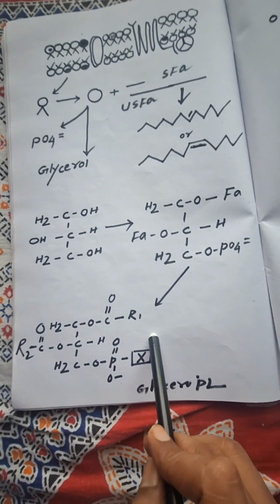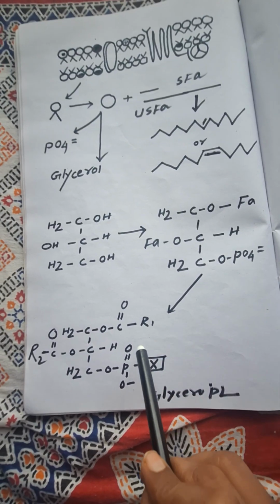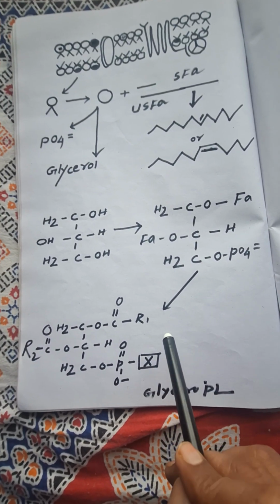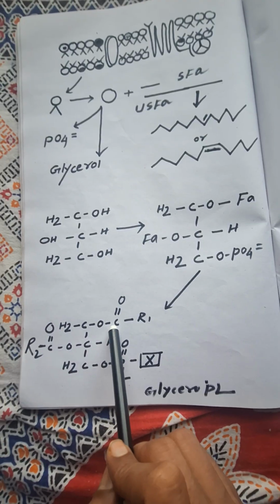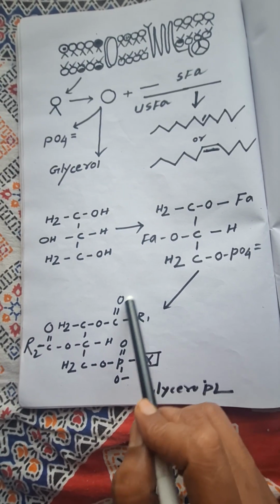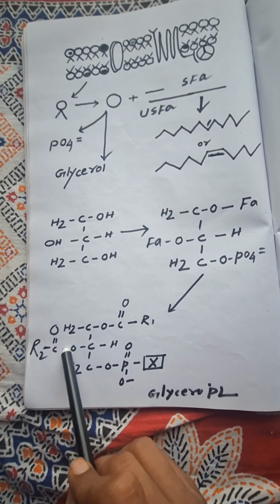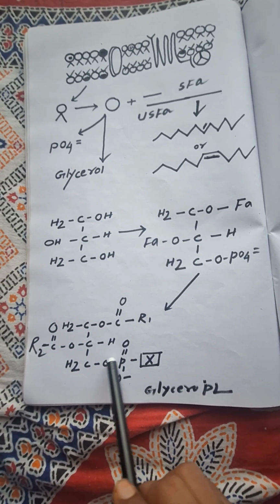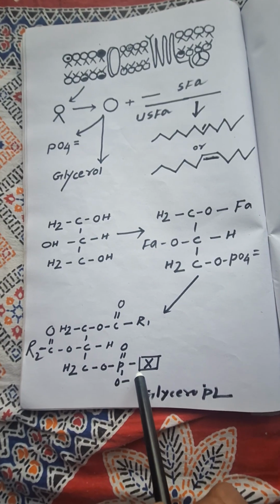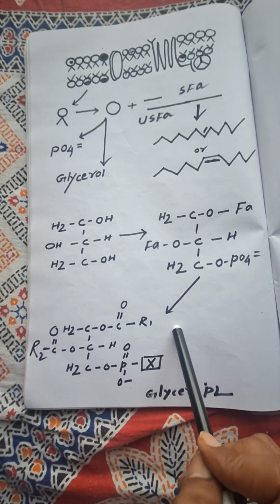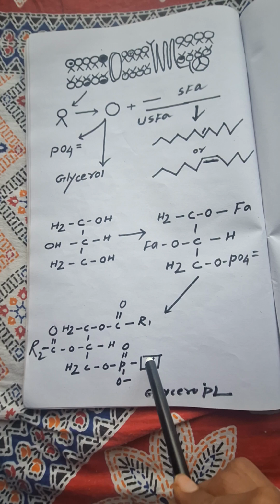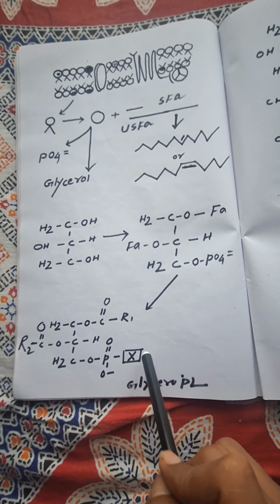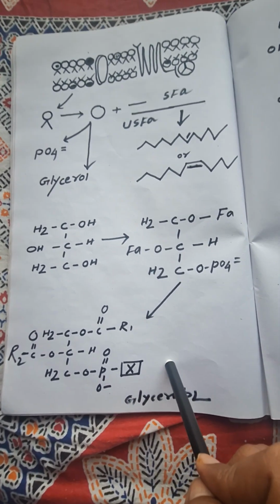But there are various kinds of glycerophospholipid in the cell membrane for various kinds of purposes. Suppose this OH group is occupied by one fatty acid and another OH group is occupied by another fatty acid, and this is also occupied by the phosphate group. And that means various kinds of groups can be attached to this phosphate group and make diversity of the glycerophospholipid.